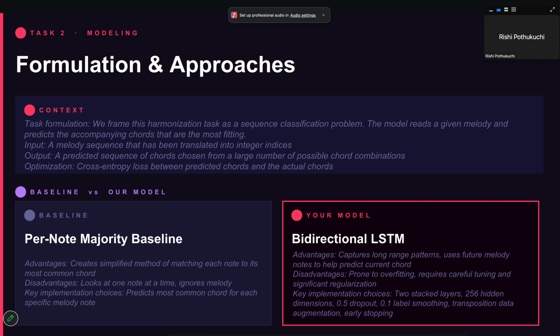When figuring out the approach we were going to use for modeling, we first built a per-note majority baseline. The advantage of this baseline is that it creates a simplified way of matching each note to its most common chord. However, its disadvantage is that it looks at one note at a time and ignores the surrounding melody. To deal with this, we decided on using a bidirectional LSTM model. The advantage of this architecture is that it captures long-range patterns and uses future melody notes to help predict the current chord. The main disadvantage, though, is that it's somewhat vulnerable to overfitting, and as a result requires careful tuning and significant regularization to deal with it.